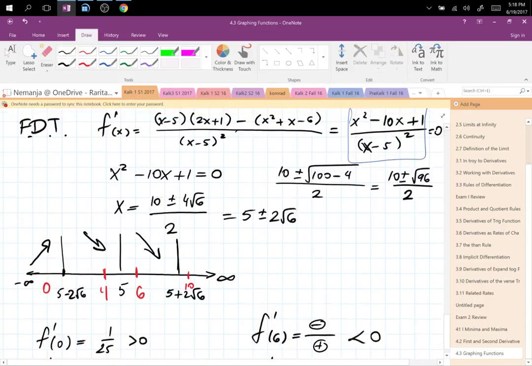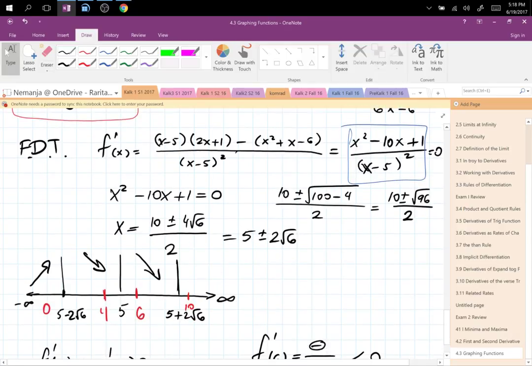You see, when you have 10, then 10 squared is 100. So you have 100 minus 100, that dies. So you just have 1 over something squared. 1 is positive, a square number is positive. Positive divided by positive is positive. So, boom, increase on this side.